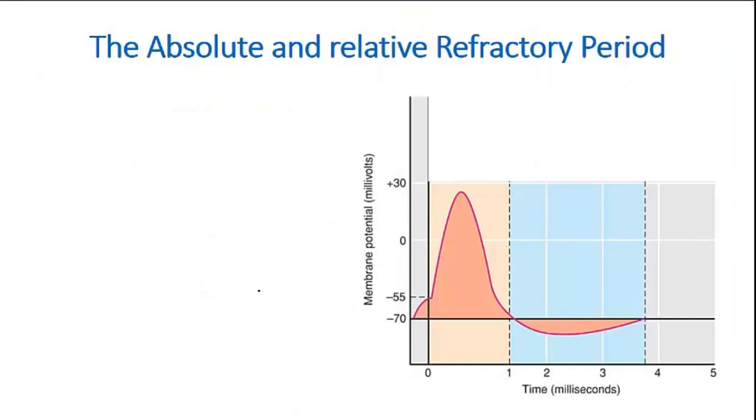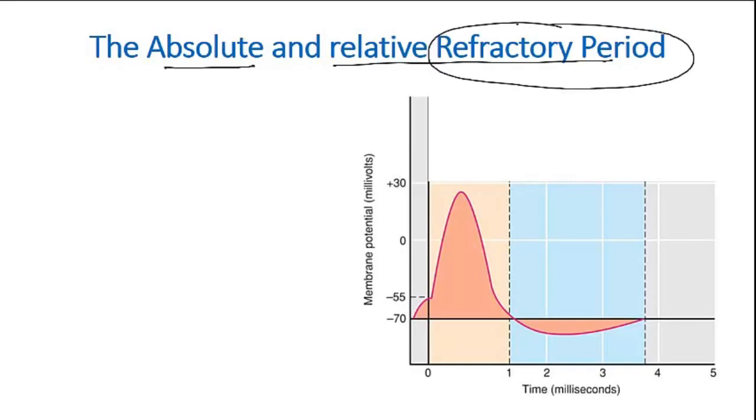Now the two important concepts we want to talk about here are the absolute refractory period and the relative refractory period. What is the refractory period? It is the time during the nerve impulse when, even though you stimulate a neuron, it cannot initiate a second nerve impulse. So say a neuron is transmitting a signal, but at a specific time point, even if you stimulate the neuron again with another stimulus, it cannot transfer the impulse. That is the refractory period.